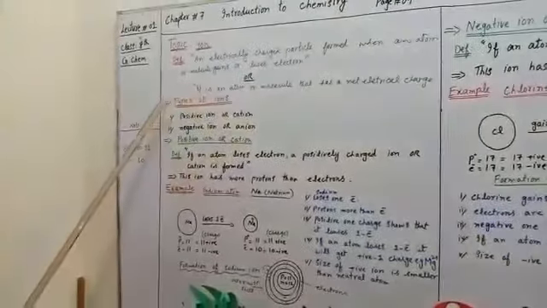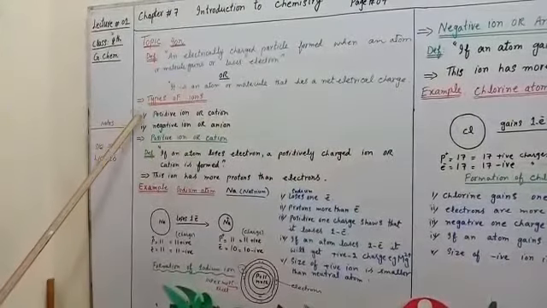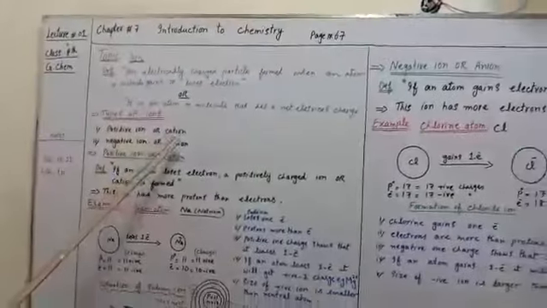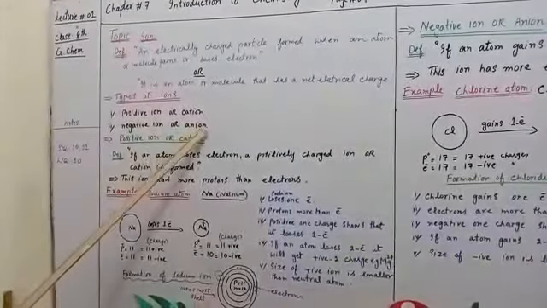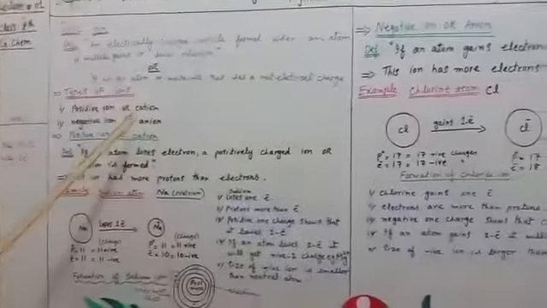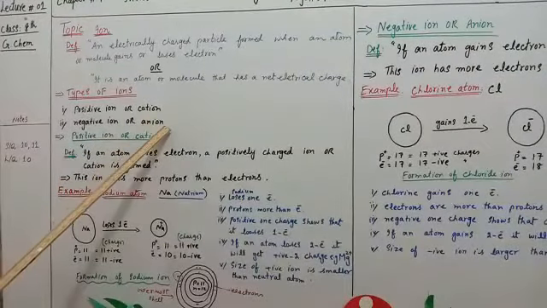Next is types of ions. First one is positive ion or cation. Second one is negative ion or anion. The names are mentioned: cations and anions.